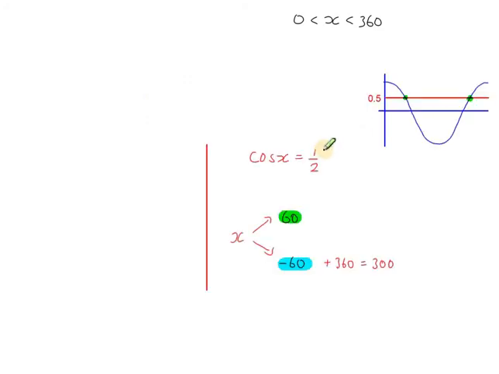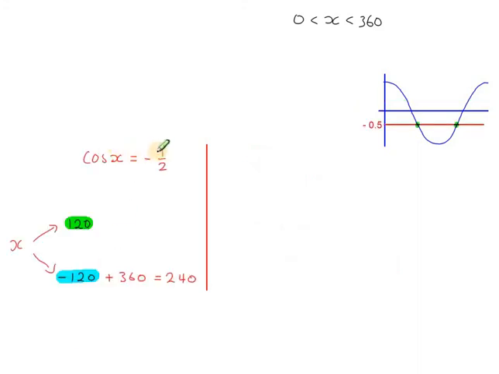So to solve this equation, the cosine ratio is a half, and we can see that there will be two solutions. So cos inverse of a half, 60 degrees, change the sign, minus 60. Minus 60 plus 360 gives 300. So this solution and this are both within range.